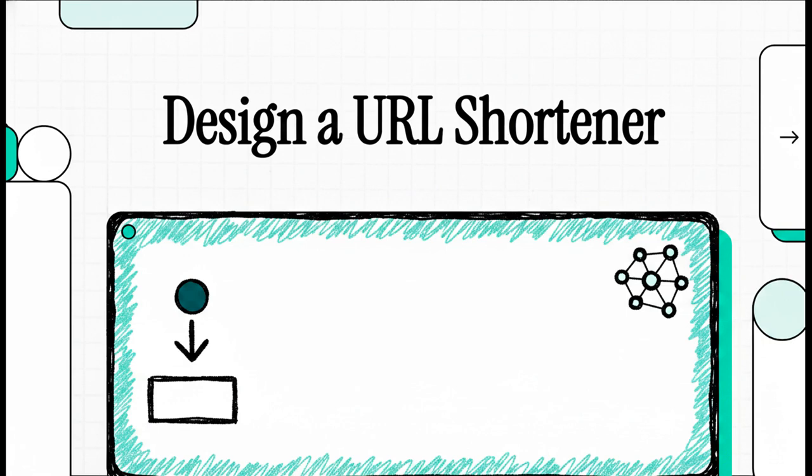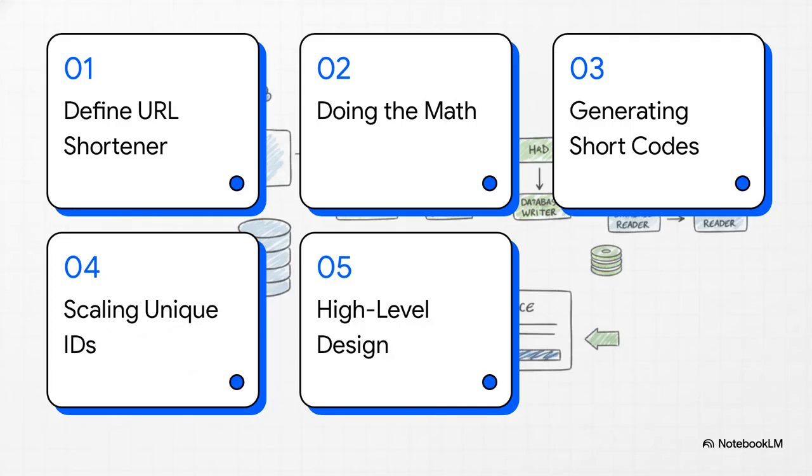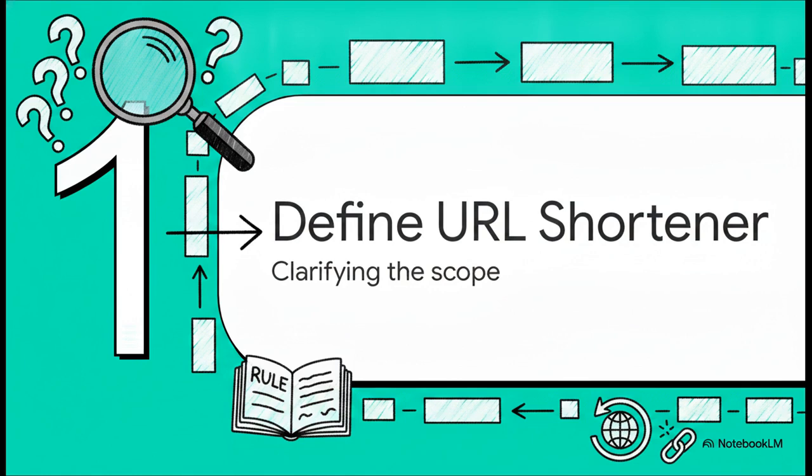Let's get into it. So here's the game plan for tackling this problem. We'll start by defining the URL shortener, then we'll do the math, figure out how to actually generate the shortcode, scale our unique IDs, and finally, we'll map out the whole high-level design. Starting off with Section 1, defining the URL shortener and really clarifying our scope.